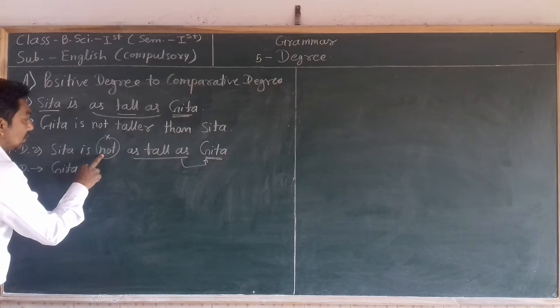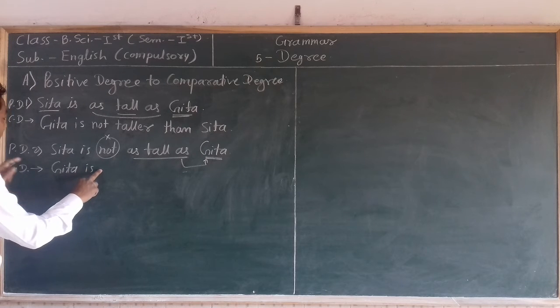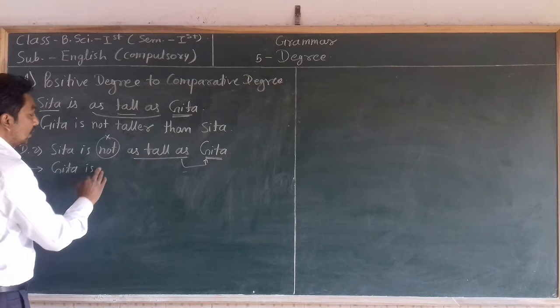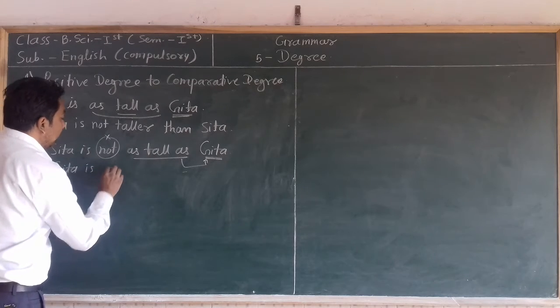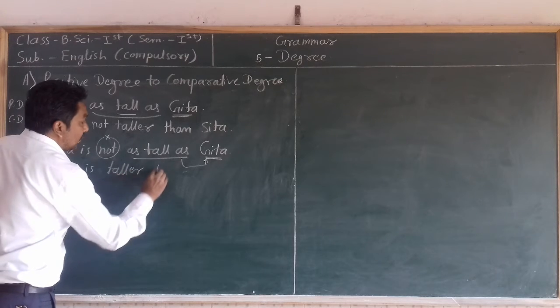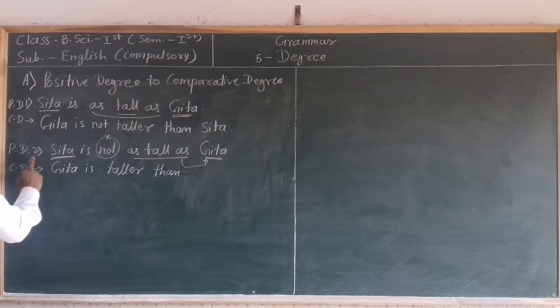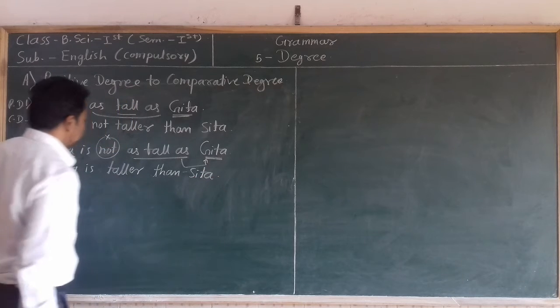So if there is not, don't write no, not, never, this kind of word in comparative degree in front of the helping verb. So we are not going to use no, not, never here. Then take the comparative degree form of the adjective, taller. After it take the word than. Then what is the subject of positive degree? Take it as the object in comparative degree.